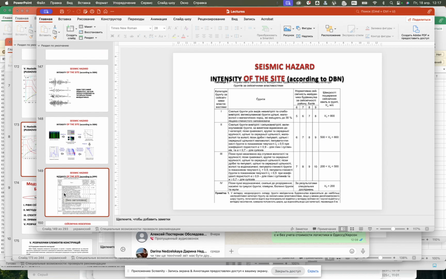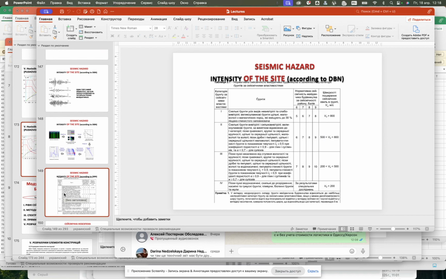And this table shows us that according to the category of soils, we know that there are four main categories of soils. The best one is the first one, the worst is the fourth category of soils. And according to these categories of soils, we can define which multiplication or reduction of seismic impact will be at this certain construction site.